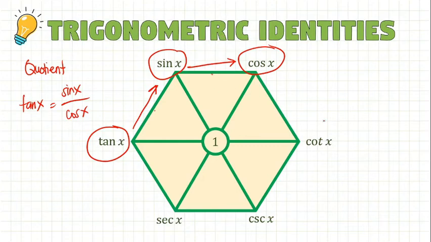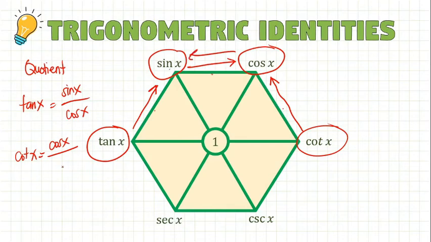Now, how about for cotangent x? From our formula, cotangent x is equal to cosine over sine. So, we have here cotangent is equal to cosine x, then over sine x. Thus, regardless of the direction, it could be clockwise or counterclockwise, you can have the quotient identities.